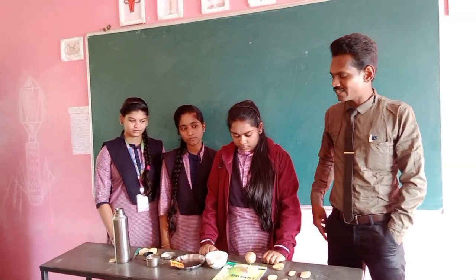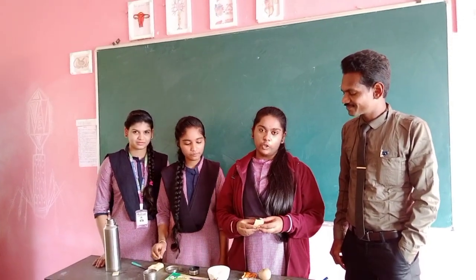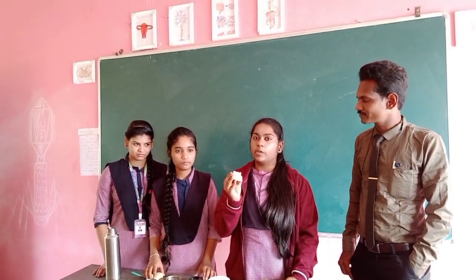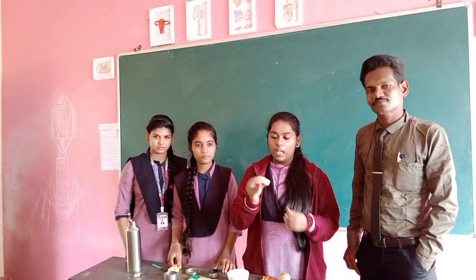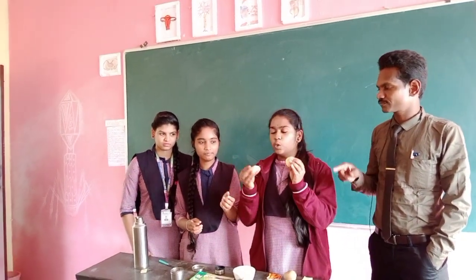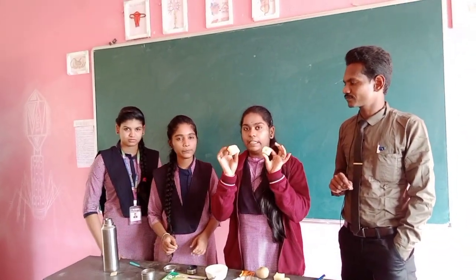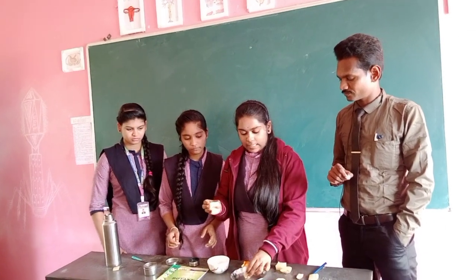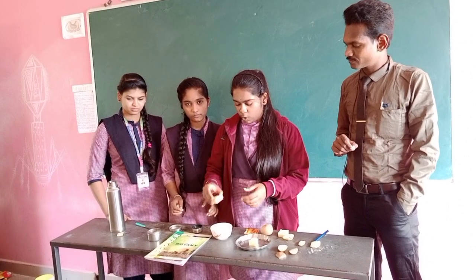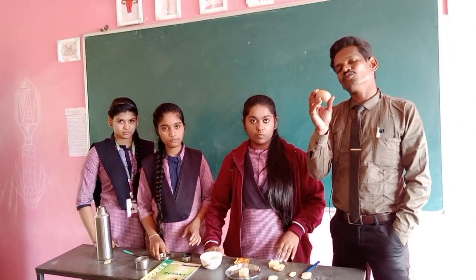So let's see the procedure, how it will be involved in this activity. Firstly we have to cut the potato into cube shape, and make a pit like this. See, these two raw potatoes have been cut into cube shape and a pit made like this. We have to place one raw potato in the steel saucer, and one more in a petri dish.